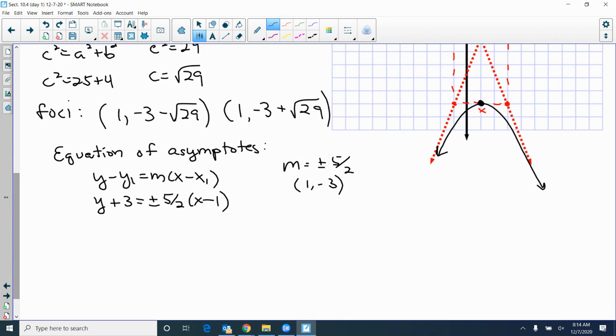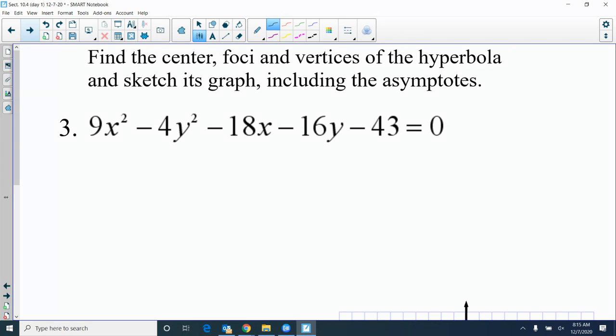First one was a horizontal ellipse, a parabola opened up left and right. Second one opened up and down. All right, now let's take a look at this third one. Are we good? Okay, copy that one down.